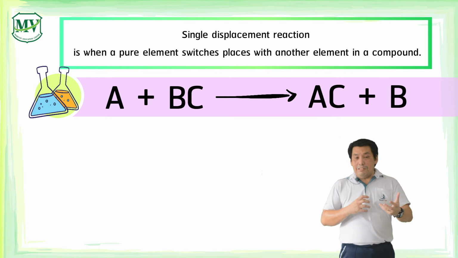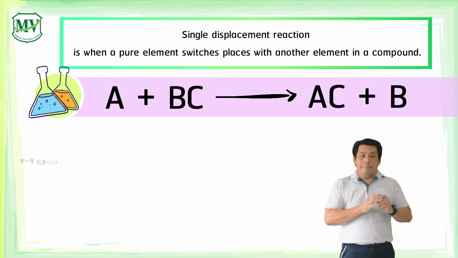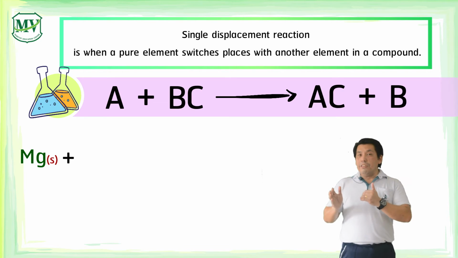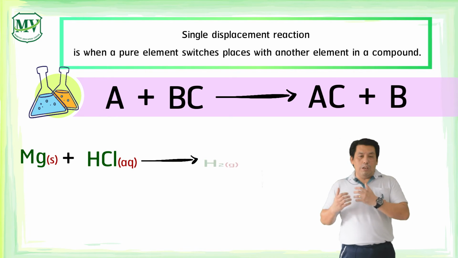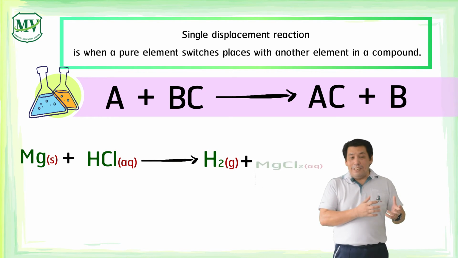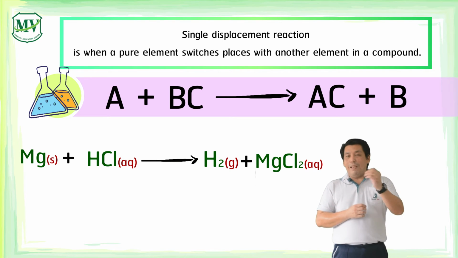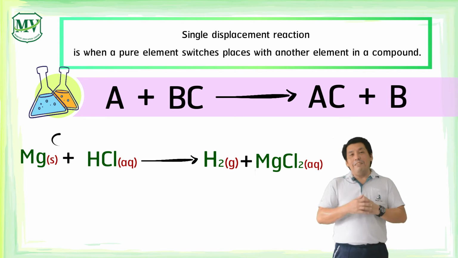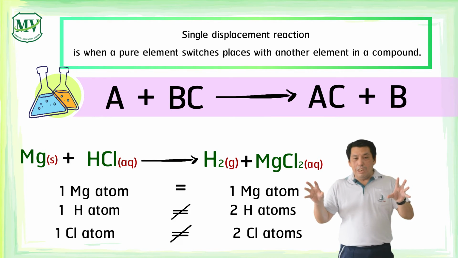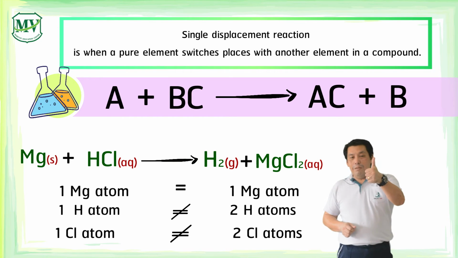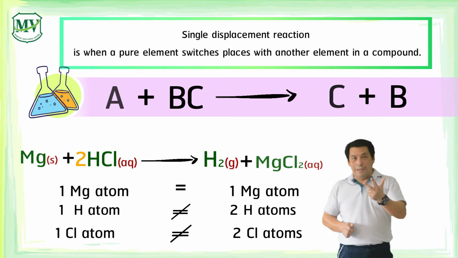Now, many metals can react with a strong acid. For example, magnesium reacts with hydrochloric acid to form hydrogen gas and magnesium chloride. In this reaction, magnesium switches places with the hydrogen in the hydrochloric acid. So we can balance the equation. So we will come up with 2 atoms of hydrogen, 1 atom of magnesium, and 2 atoms of chlorine.